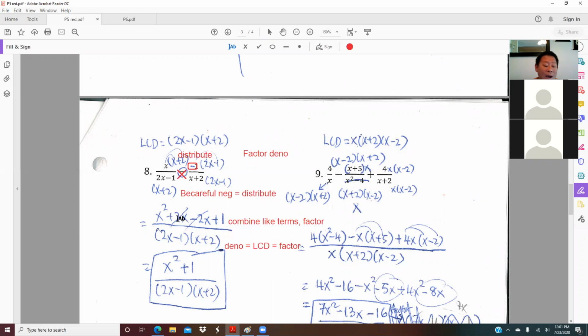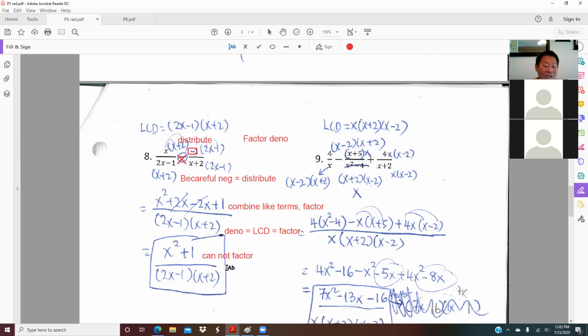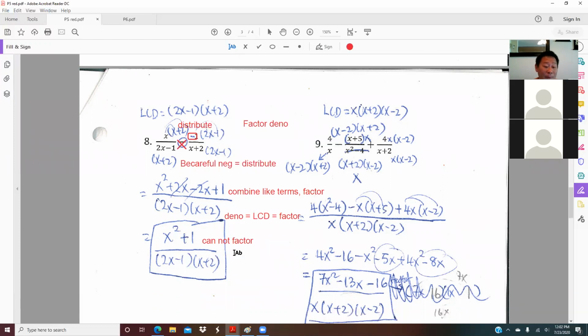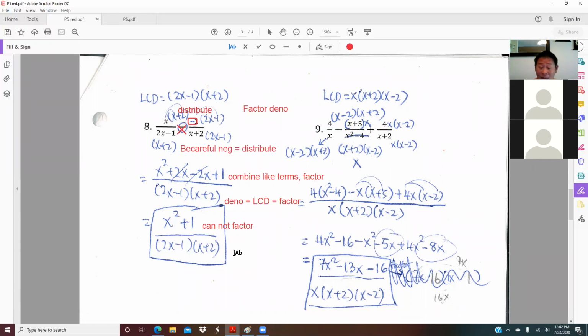And then after that, I combine the 2x terms and they cancel to 0. So I get x squared plus 1. Unfortunately, x squared plus 1 cannot be factored, so that's the reason why we leave it as your answer like this. If this can be factored and you can cancel with the denominator, then you have to do so. So this is how we add and subtract rational expressions, which is a lot of work. It's not easy, as you can tell by looking at this.